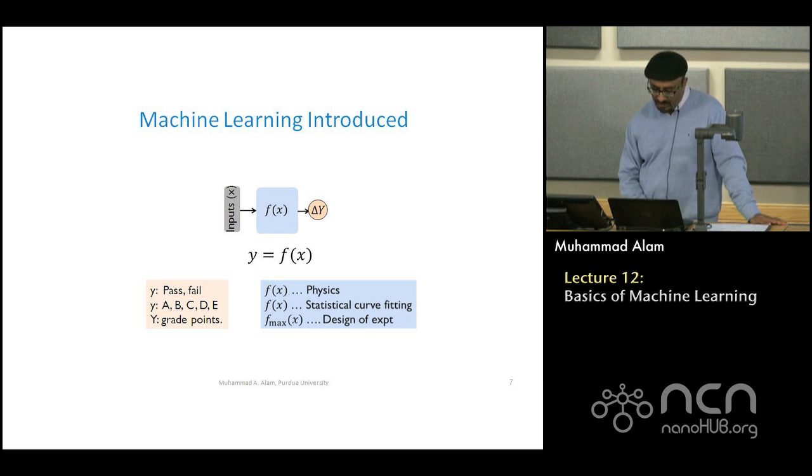And f(x) can come from design of experiment. Remember, the design of experiment was to determine the optimum combination of experiments that will maximize or minimize a function. So that was also all about calculating f.